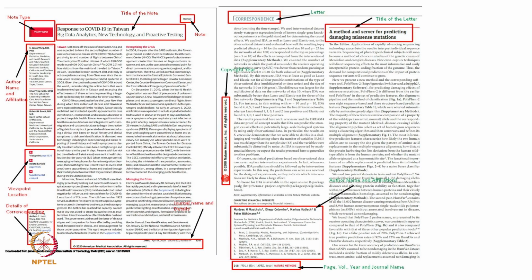Now if you see on the left hand side, this is an example of a note. A note is another document type which is published by the journal. It is a kind of commentary or discussion. It is also like the editorial, providing content related to any event or concept. So in the example on the left hand side, this is a note, a type of viewpoint, which has the title Response to COVID-19 in Taiwan, Big Data Analytics, New Technology and Proactive Testing.